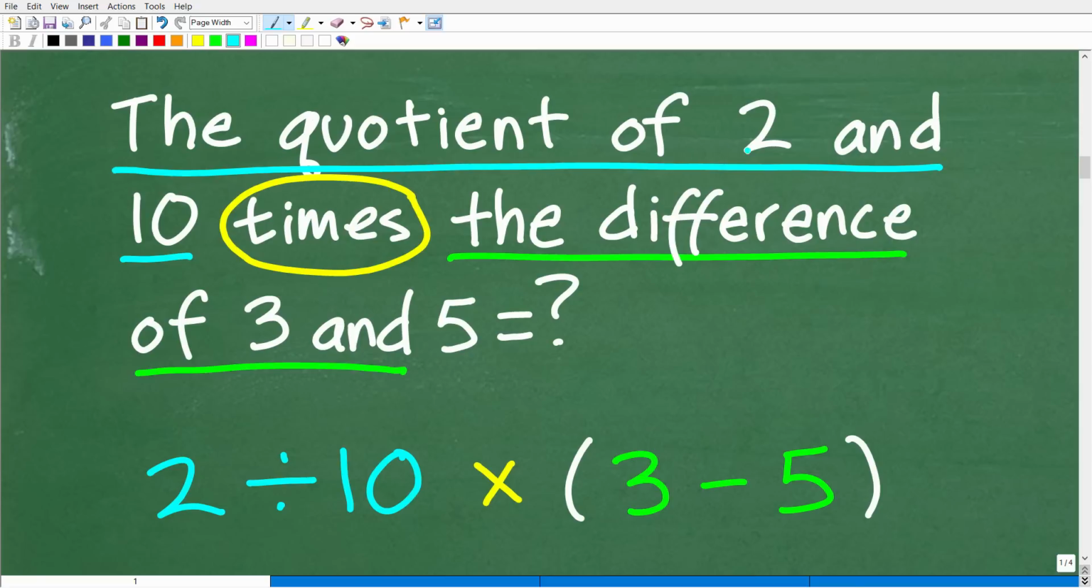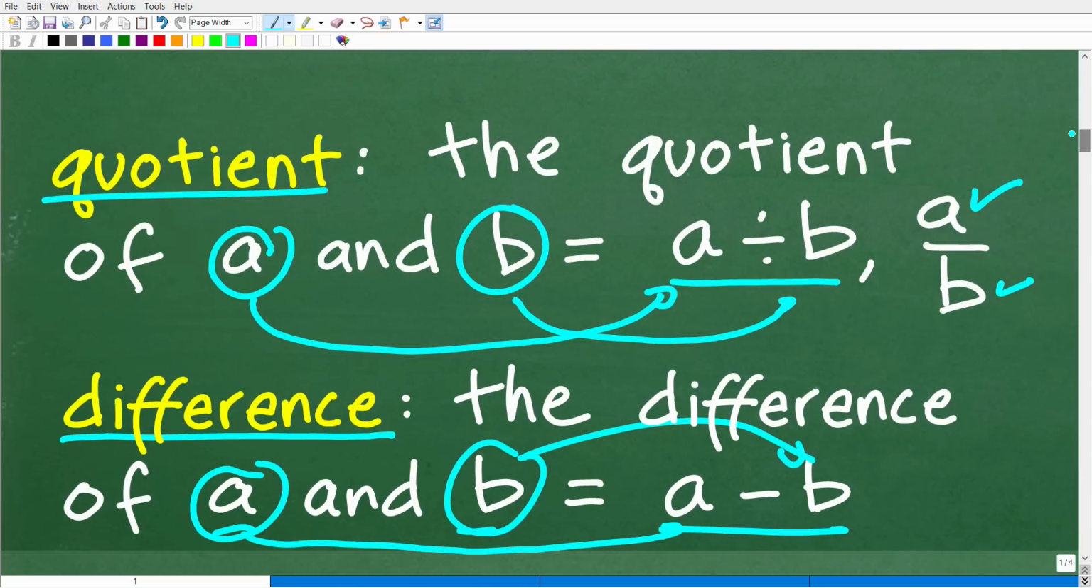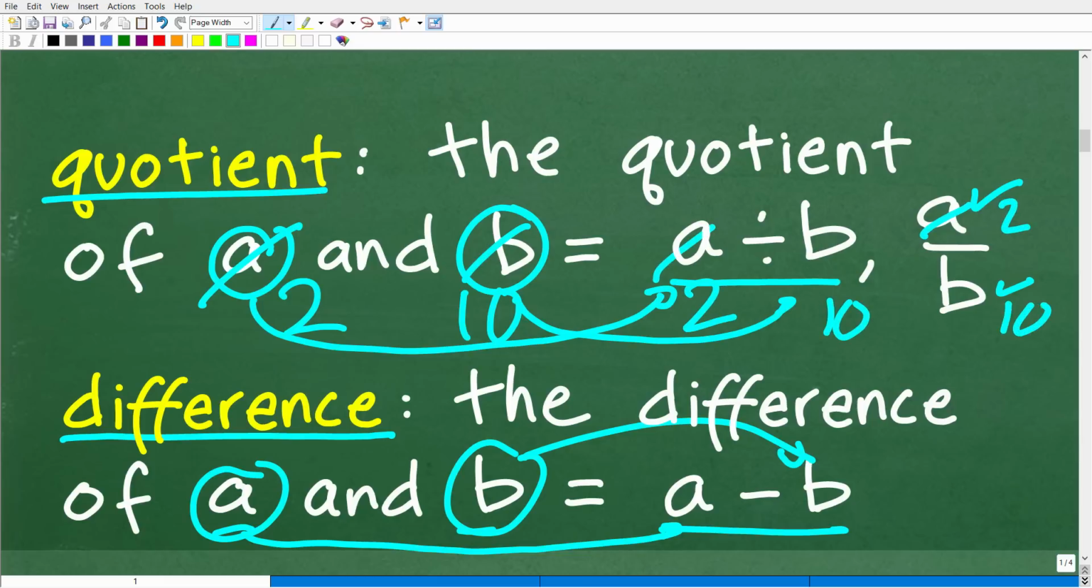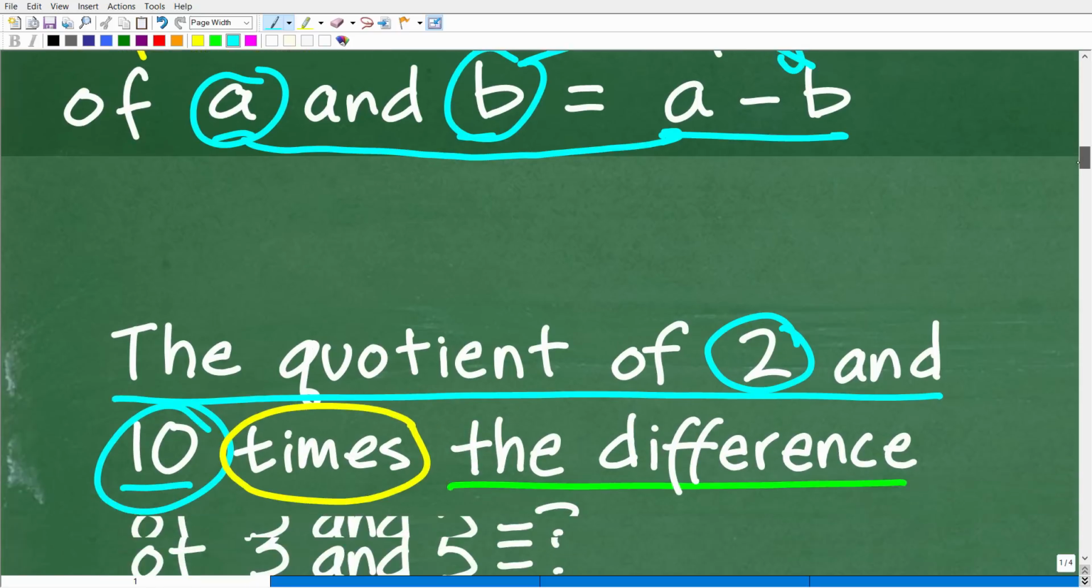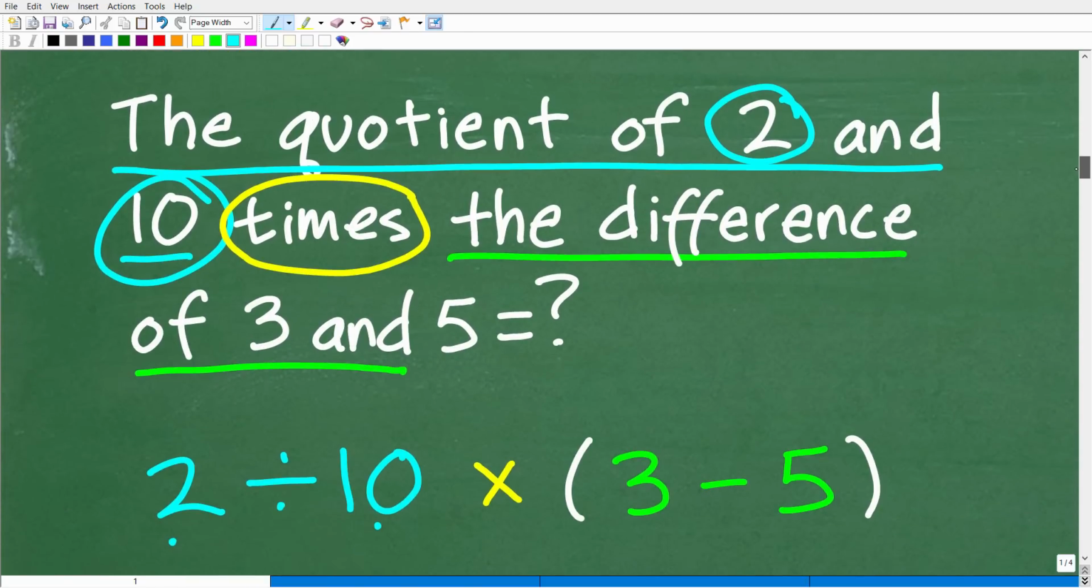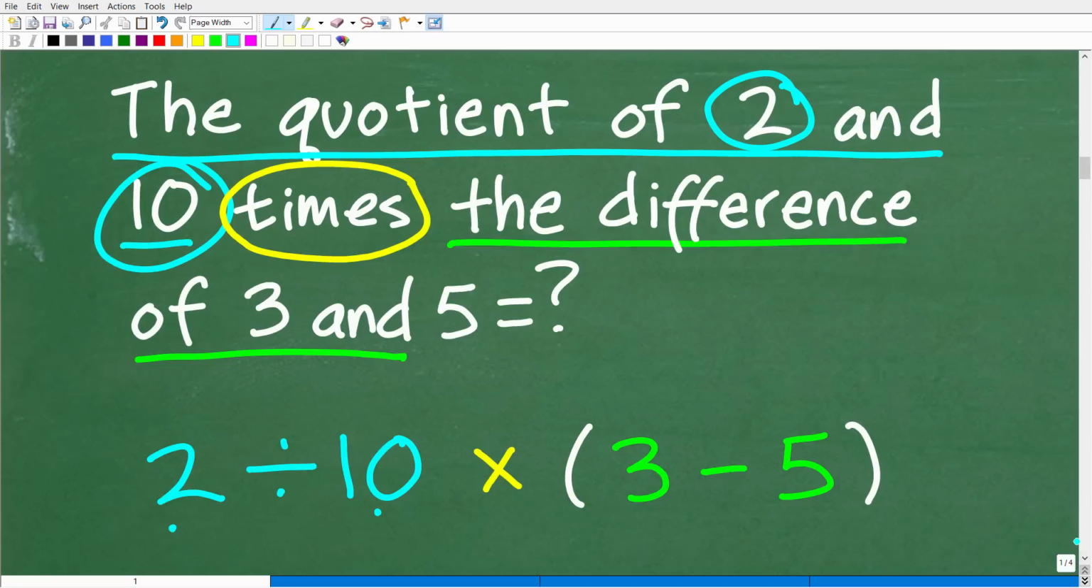So the quotient of 2 and 10. Now we have to remember it's division, right? So this is the first number that we're going to divide. So it's going to be 2 divided by 10. The quotient of 2 and 10, let's go back to the definition. If we just replace these numbers, it's the first number, 2 divided by 10, or 2 over 10, not 10 divided by 2, which I'm pretty sure a lot of you interpreted that way, but that's okay. Again, this is stuff that people tend to forget. No big deal. So here we have 2 divided by 10.